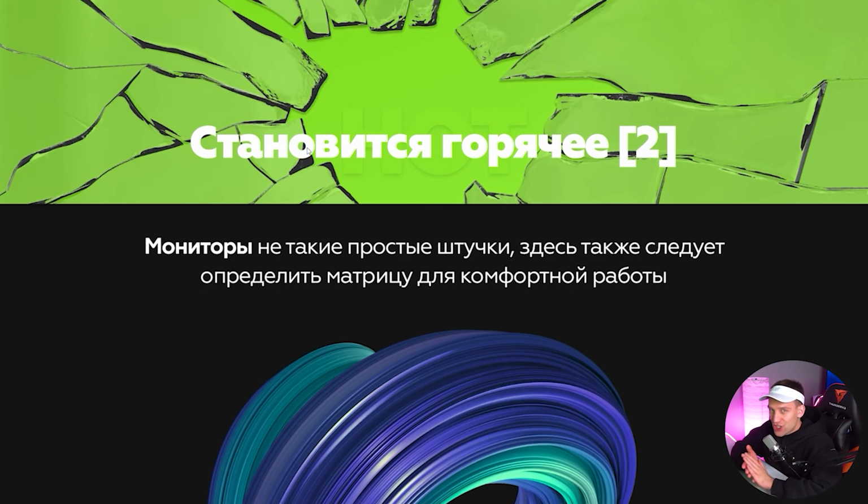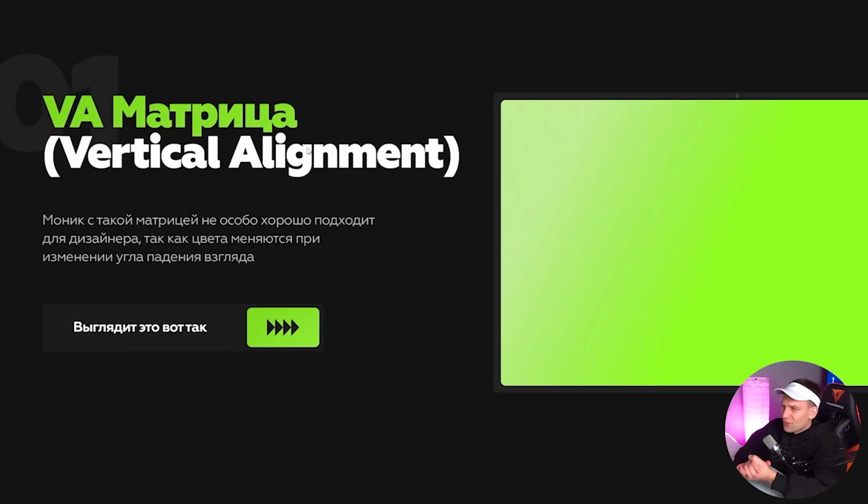It's not easy with monitors either. Here, you've also got to choose the right matrix. VA matrix. A monitor with such a matrix is not ideal because colors here change depending on what angle you're looking at it from. So, just imagine you're creating a website layout or a poster and it changes when you move around the monitor, so you can't make a decision. Here's an example of how it might look. So, it's not cool. Don't buy that.